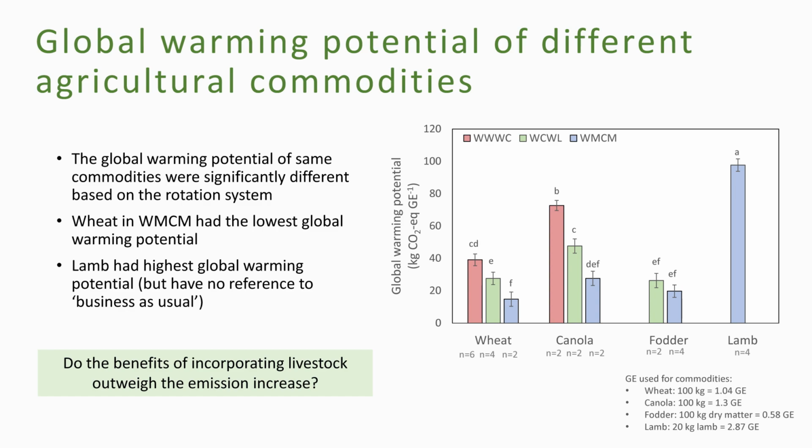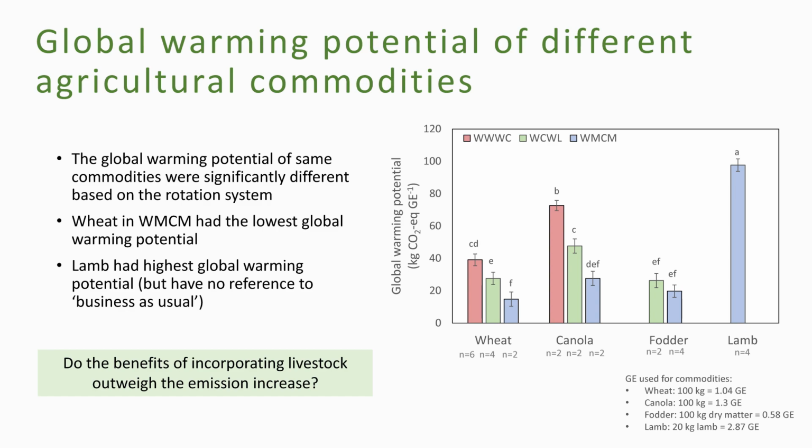Okay, and then when you look at the global warming potential of different commodities, which is basically for the different types of things you can produce, for wheat, canola, and lamb, what is the carbon footprint per kilogram of that grain equivalent? The highest global warming potential was for lamb, because of the enteric fermentation, which happens in the stomach. These emissions occur throughout the whole life cycle of the animal, so per grain equivalent, it is very carbon intensive.